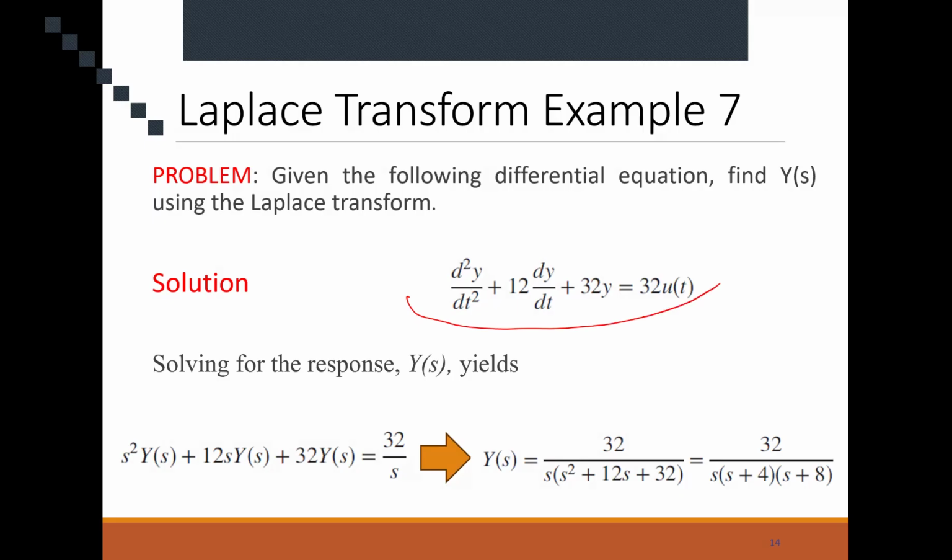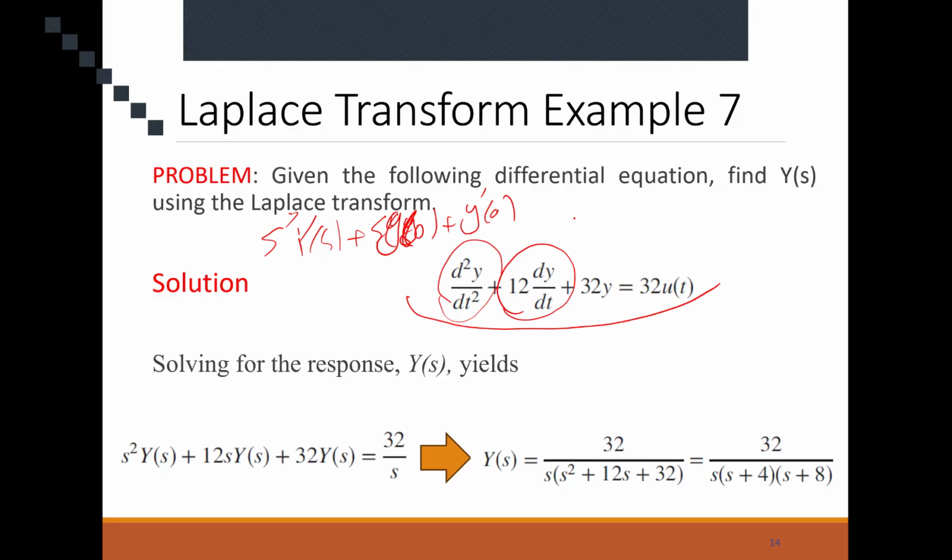How we can derive the Laplace over this one. Again, we already know that. The Laplace of this first term is going to be s squared Y of s plus s times the initial value of y, plus the initial value of y prime.